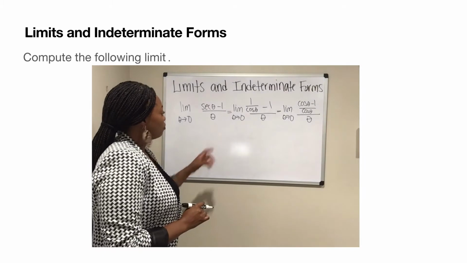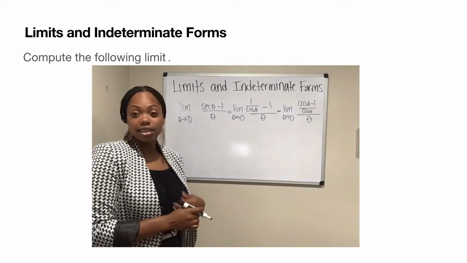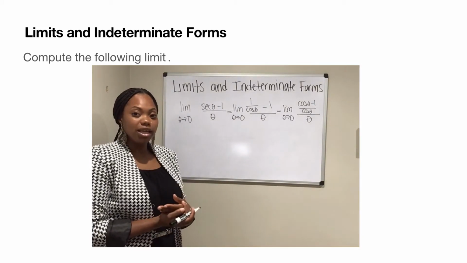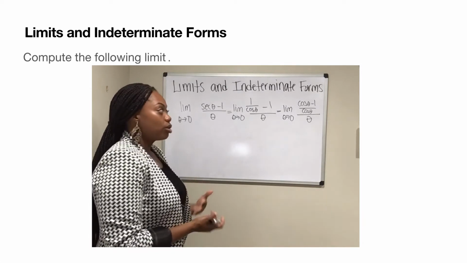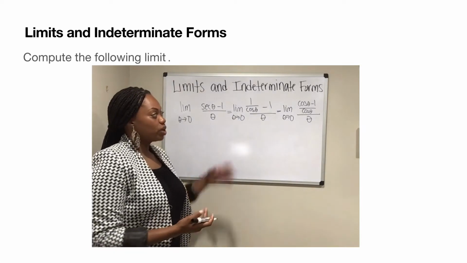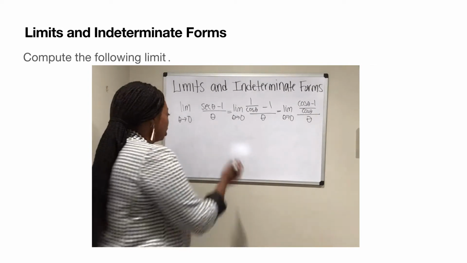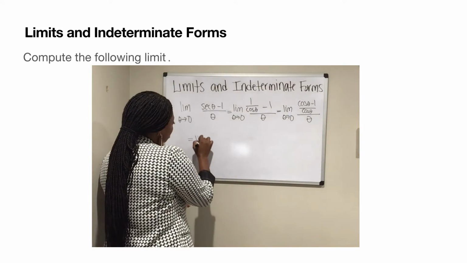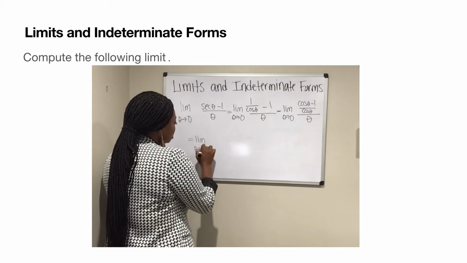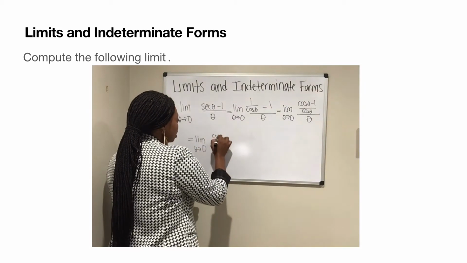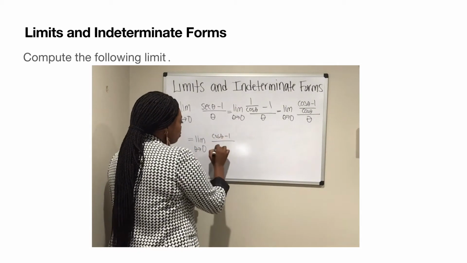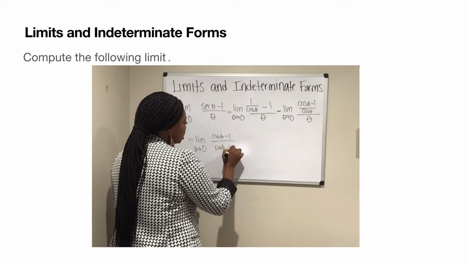Now I want to be mindful that I'm keeping up with my limit sign because I have not actually computed the limit yet. Now we can go ahead and simplify this some more. We have a fraction on top of a fraction, so we can go ahead and do that division. This becomes the limit as theta approaches 0 of cosine of theta minus 1 over cosine theta times theta.